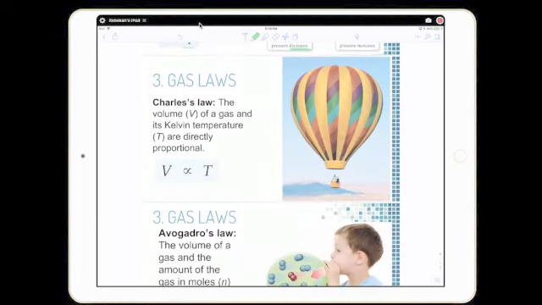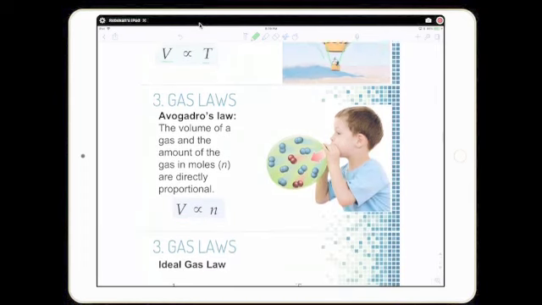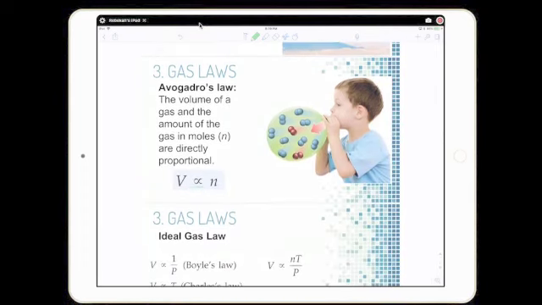Charles's law relates volume and temperature. So if I increase the temperature, like in this hot air balloon, then I increase the volume of the gas, right? Because they're moving faster, they're moving further apart, and so the whole volume of the gas is going to be greater. That's directly proportional. Avogadro's law is a direct proportionality between volume and moles.